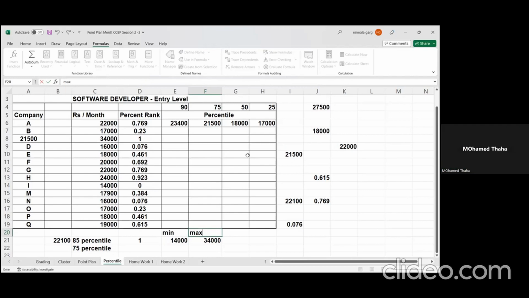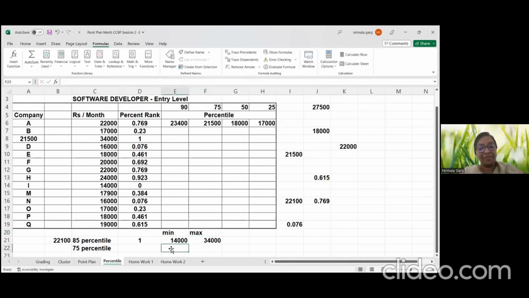Yes, sorry, I'm not able to understand that percent rank bit of it. If you can explain it more, please. The percentile bit is very clear, how the values are coming is very clear. Now, percent rank means you are ranking your data.